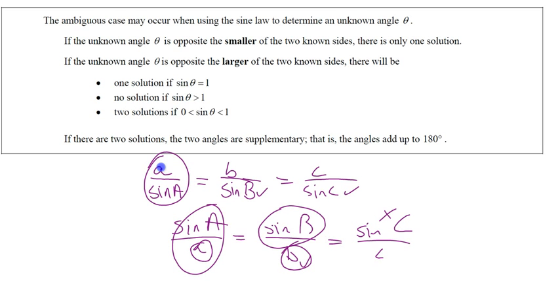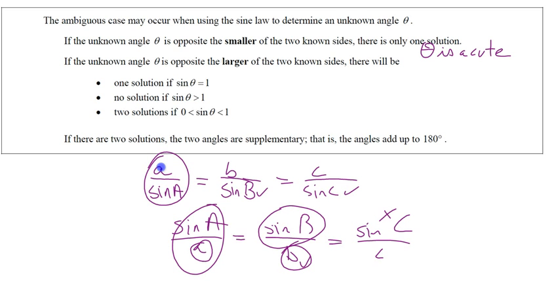Like a 60-60-60 or a 70-40-30. No, that wouldn't work. 70-40 and whatever, another 70. So if your angle is opposite the smaller of the two known sides, there's only one solution, because this means that theta has to be acute.